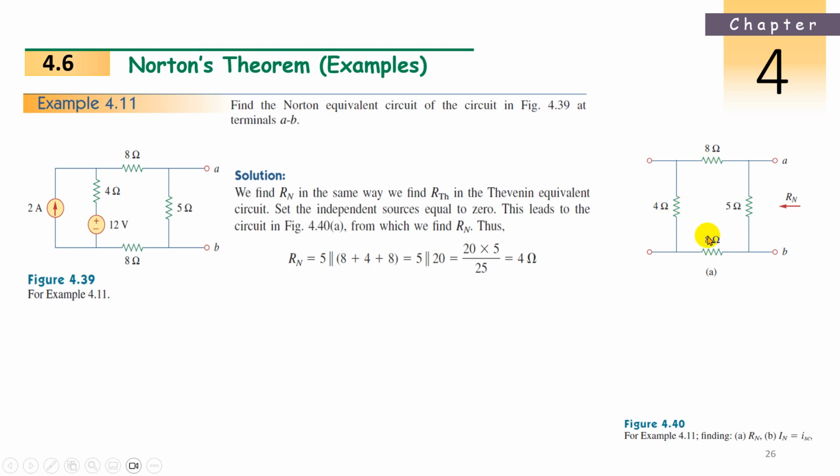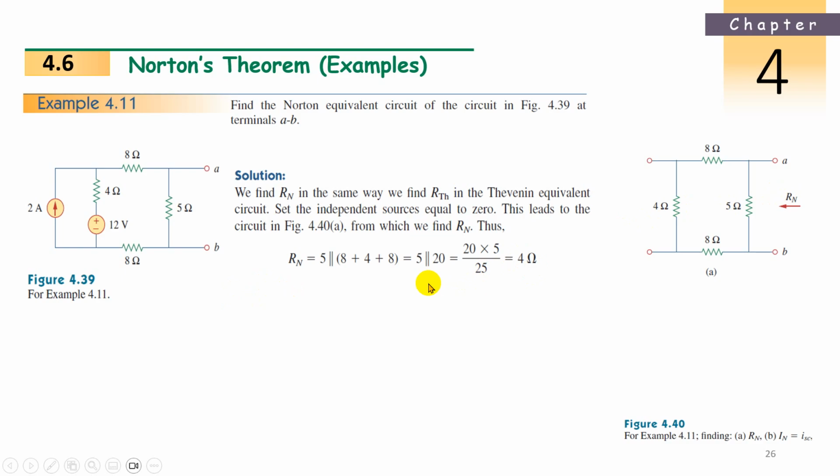848 are in series. So 848 becomes 20, and 5 ohms is the resistance which is in parallel. So 5 ohms and 20 ohms in parallel is 20 into 5 divided by 20 plus 5, that is 25, which is equal to 4 ohms. Now we have R Norton, which is also equal to R Thevenin, which is 4 ohms.